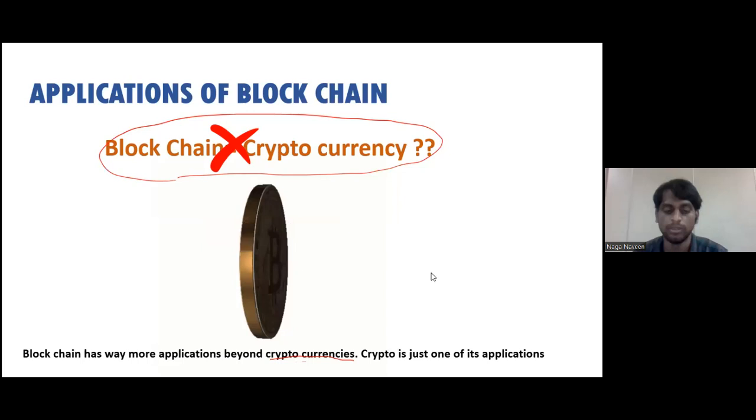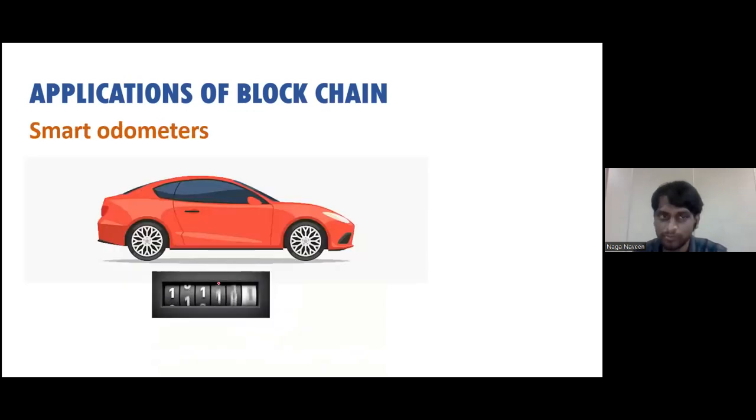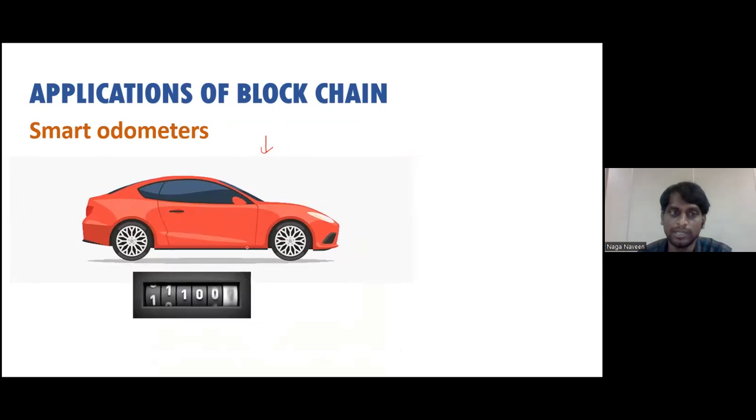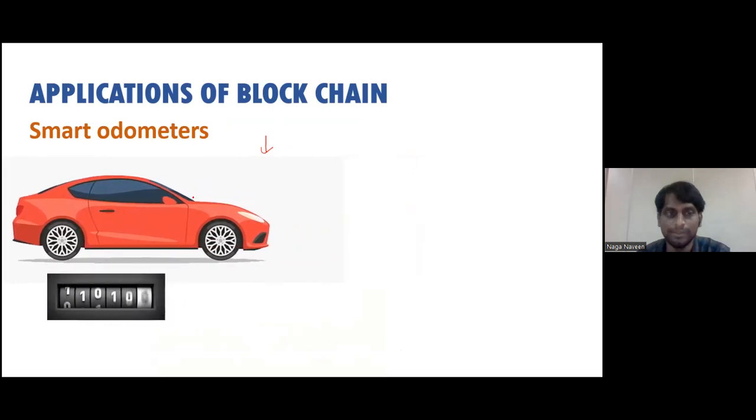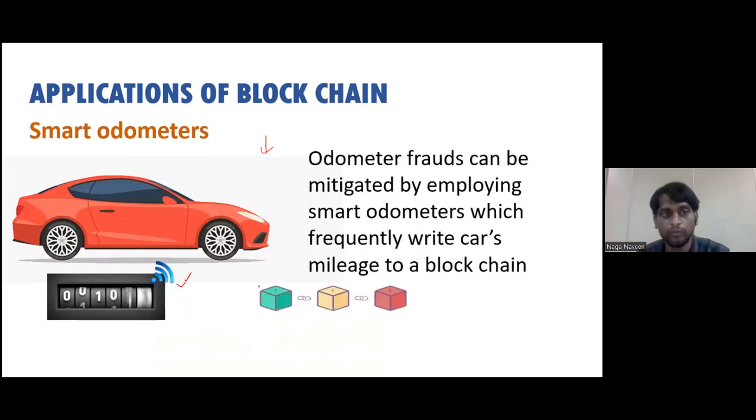blockchain tech, something called odometer fraud. Generally, odometers record the mileage of the vehicle. For example, a person who has used his vehicle for a longer time can tamper with his odometer so that he can show that it has been used less and sell it for a higher price. This is called odometer fraud. Rather than using a normal odometer, if you employ a smart odometer, it will frequently write its reading, its mileage, into a blockchain over the internet.